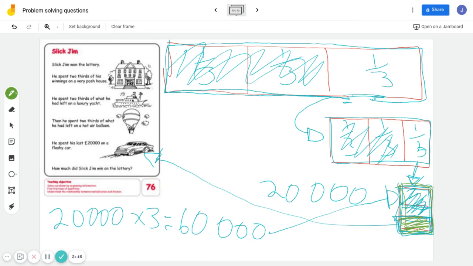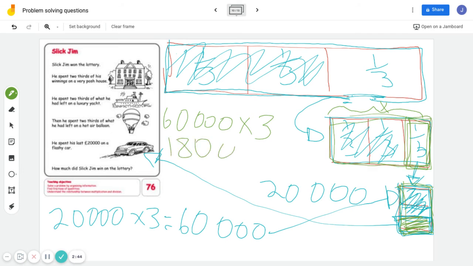So now we know what one of these blocks means, which means we know what this block is. This block is worth 60,000. But if we know what this one block is, we can times it by 3 because there are 3 of those blocks here. So we take 60,000 and we times it by 3. And that's going to tell us how much this entire block here is worth. So 60,000 times 3 is 180,000 Rand or dollars. Okay, so that is how much that one is worth.